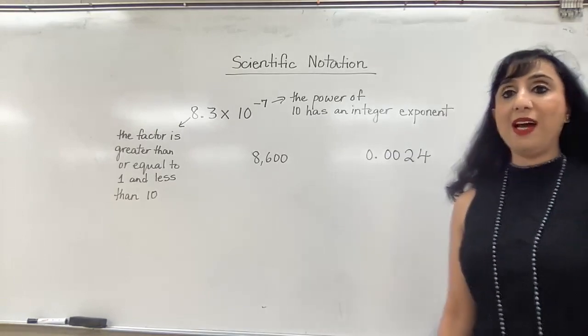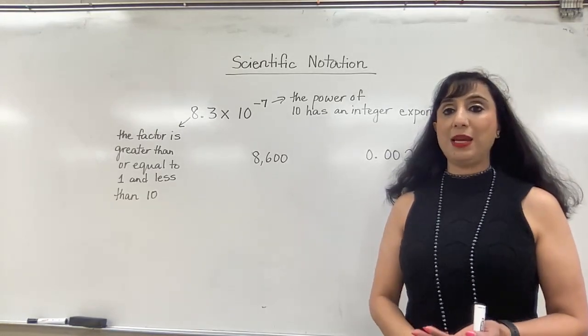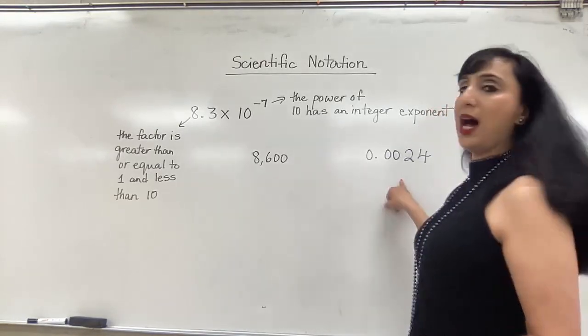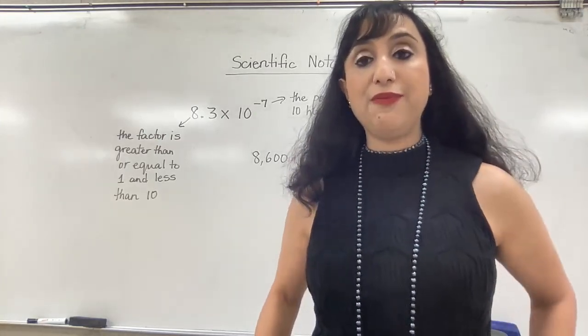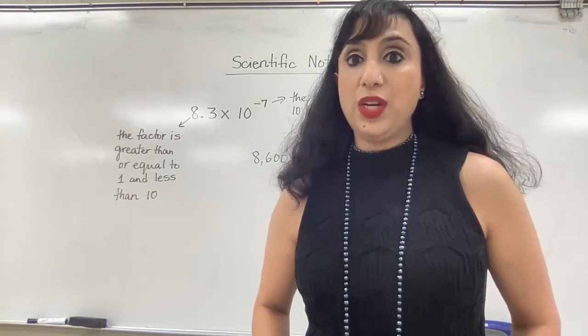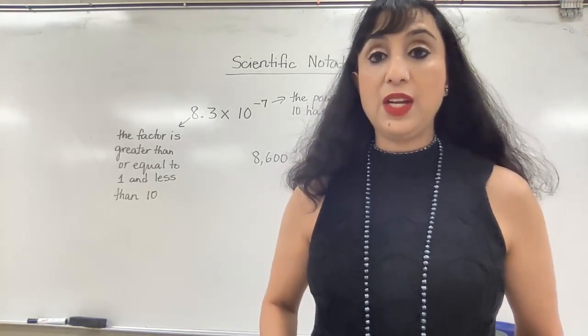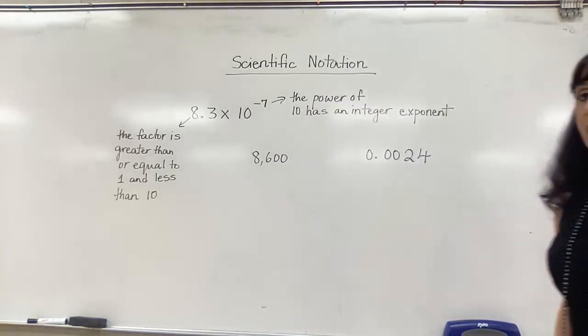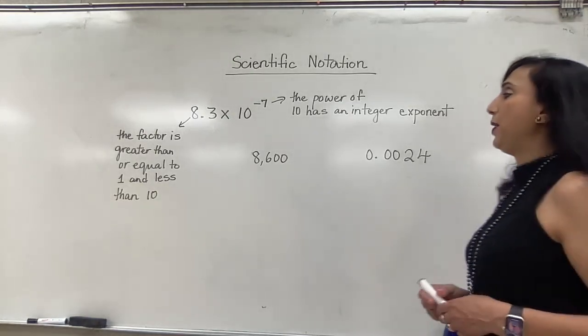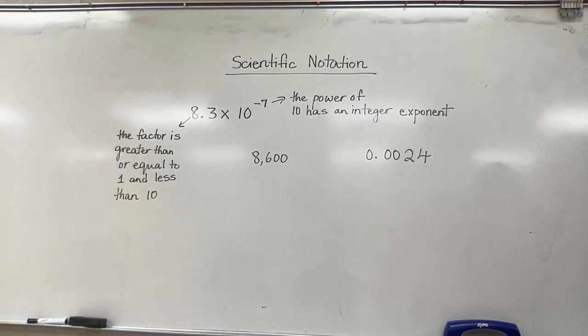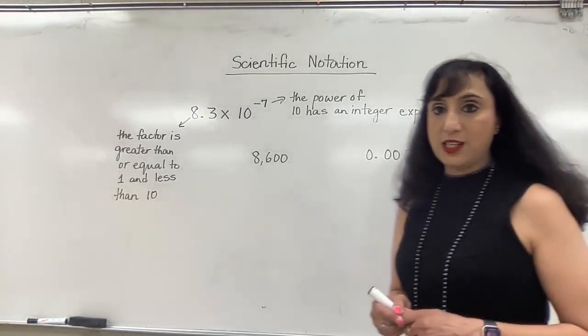Let's start from a simple basic example. These numbers are in standard form, and I am going to convert them to scientific notation. Let's look at the first one, 8,600. When you move the decimal place to the left, you are going to have a positive exponent.